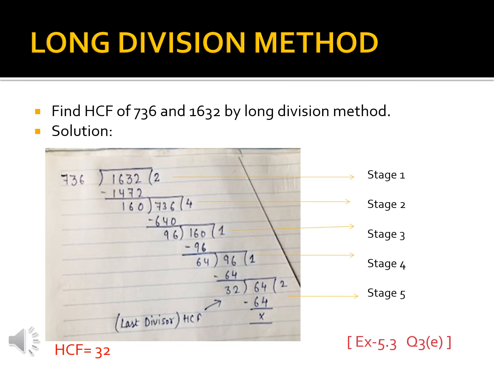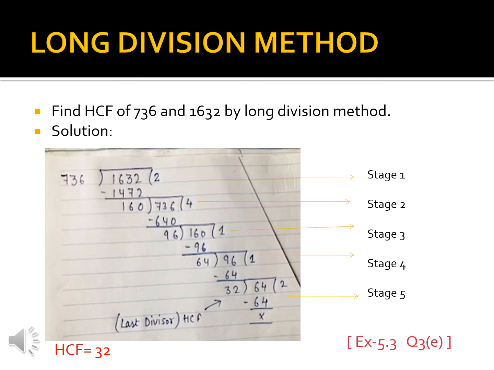So the divisor is 160. 160 multiplied by 4 is 640, which is less than 736. Now perform the subtraction here. So you get 96, right? So 96 is the second remainder. Now you got the remainder here.